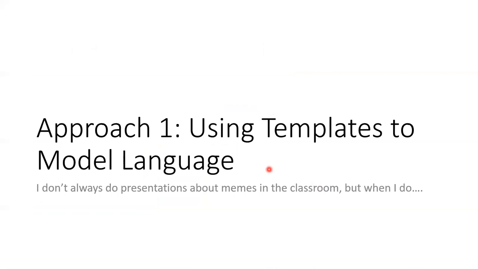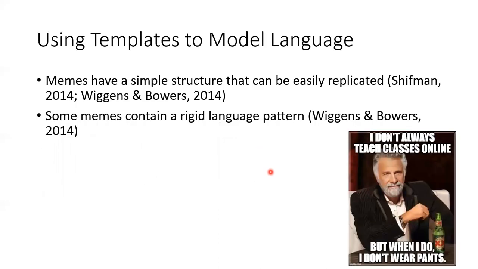And this is taking advantage of the formulaic language that takes place in some kinds of memes. So using templates to model language, as we mentioned before, memes have a simple structure that can be easily replicated. And though they weren't necessarily talking about language, Wiggins and Bowers said that memes contain rigid language patterns sometimes.